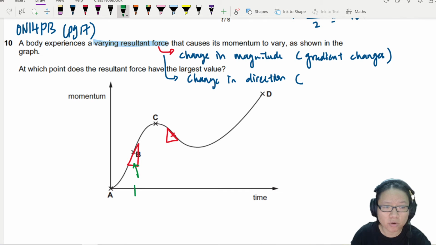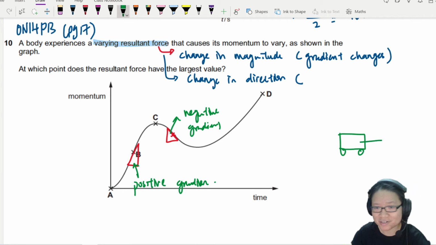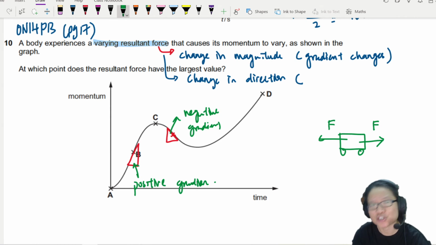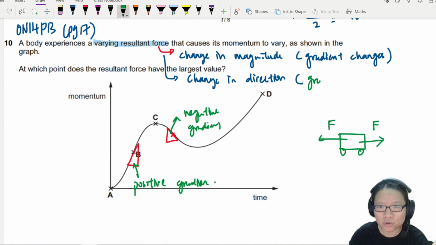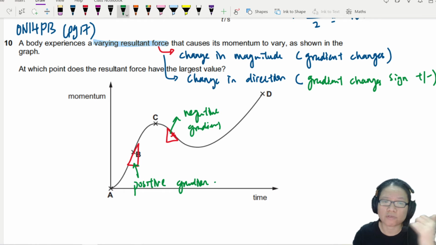So this part here, positive gradient. It's like toying with the feelings of the object. Here is negative gradient. So you have an object like that. Let's say sometimes you will pull it in this direction, sometimes you'll pull it in the opposite direction just because. So your gradient changes sign, plus, minus. That's how we know the force changes.